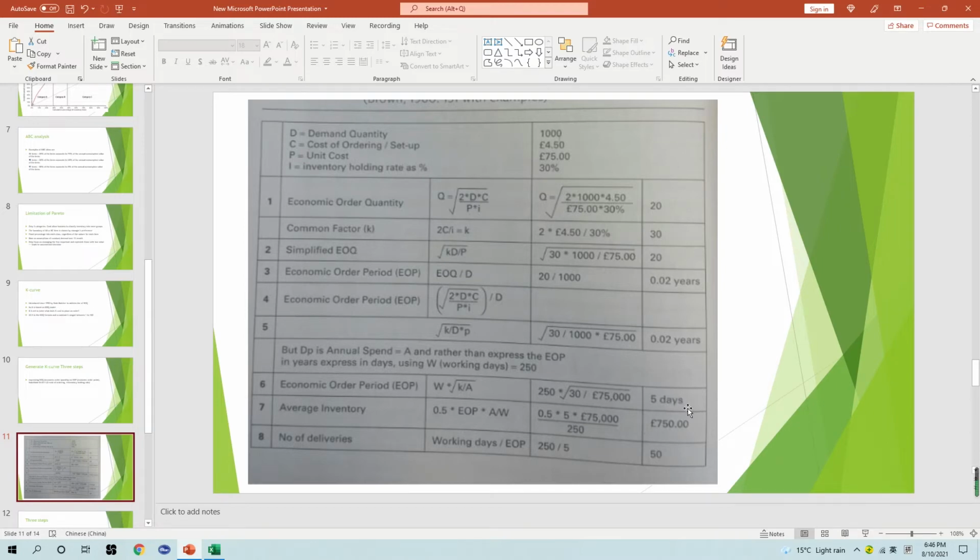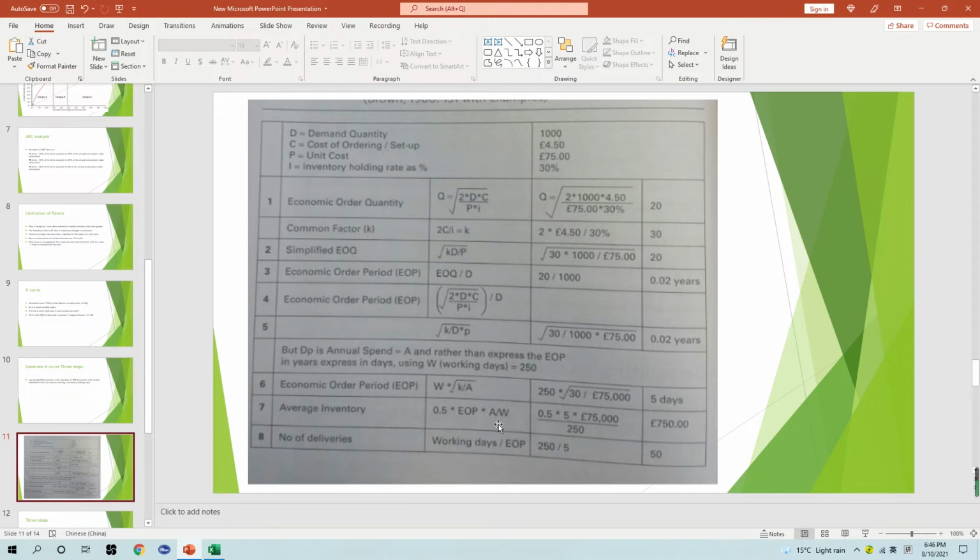Then we use that to calculate the average inventory, which is 0.5 times the EOP times the annual spend divided by working days. The reason there's 0.5 is because it's the average inventory: the highest inventory plus the lowest inventory, divided by 2. So that's why there's a 0.5 at the front.